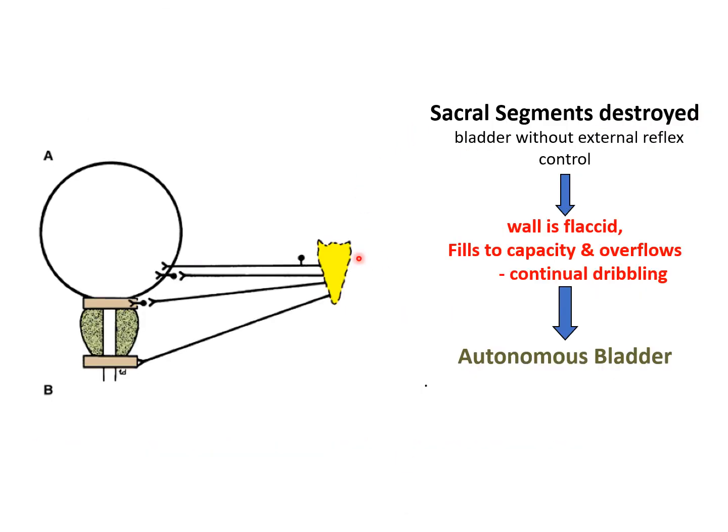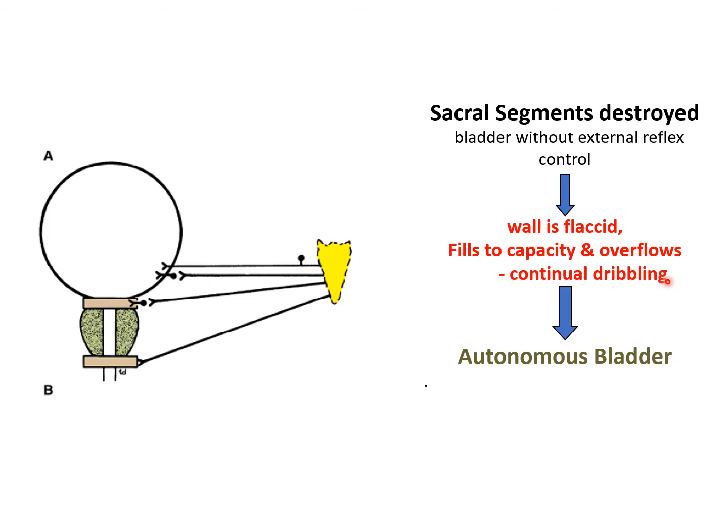Now, if there is an injury in the sacral segments, or these afferents, the pelvic splanchnic nerves, are destroyed, or the pudendal nerves are destroyed. How can this take place? When you are performing a surgery on the prostate, a radical prostatectomy, or a hysterectomy is being done, these afferents and efferents can get damaged. Or suppose there is an injury to the spinal cord and the sacral segments are destroyed. Now, the bladder is without control from the sacral segments also. So what will happen? The wall will become flaccid. It fills to its capacity and it overflows.